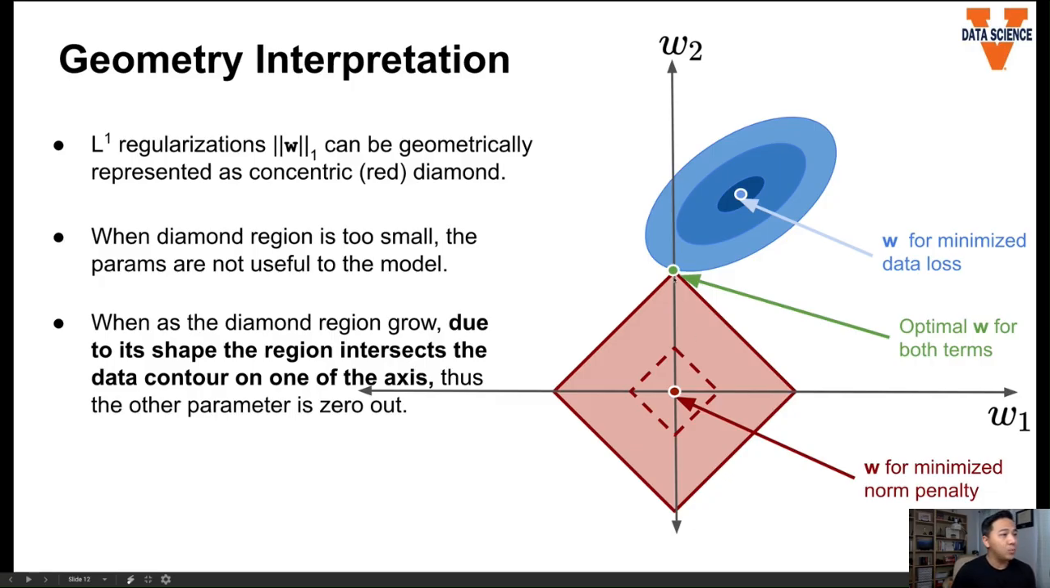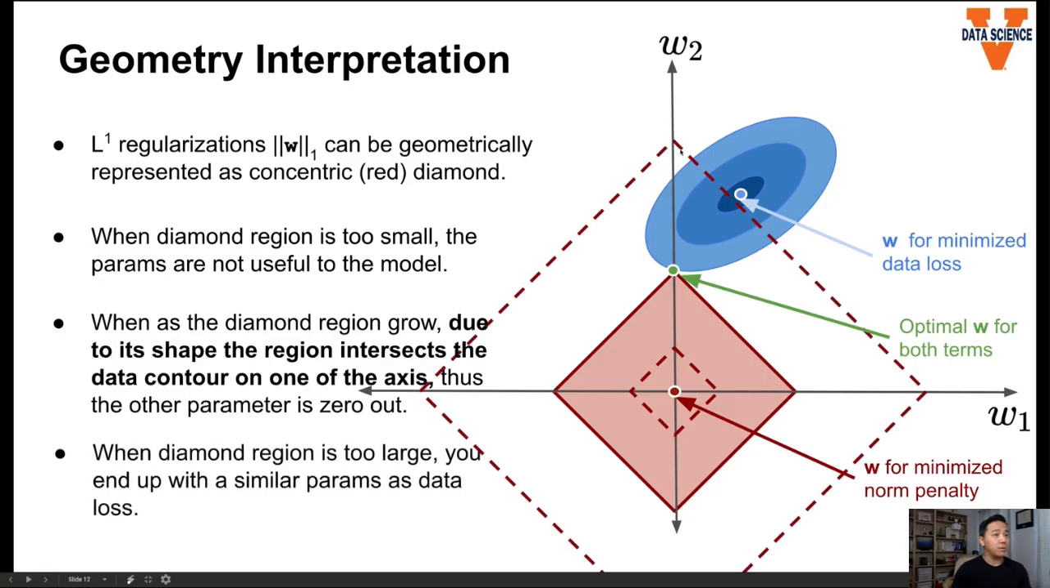So what happens is if you touch right on the edge of the diamond here on top, at this point, weight W is actually 0. As you can see, W1 here is 0, right? So it zeroes out one of the parameters. And that explains why L1 regularization will make some of the parameters go to 0, and it makes your weight vector become sparse. Again, if we grow this region too large or too loose, it no longer has a meaningful effect and becomes approximately similar to the data loss. So you can control this with the hyperparameter lambda.